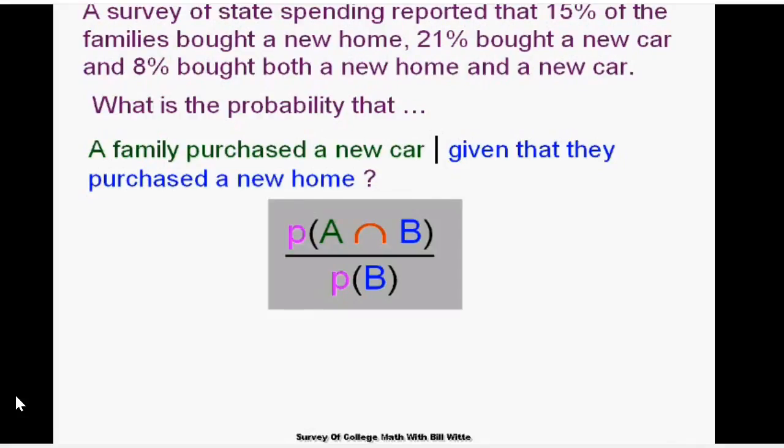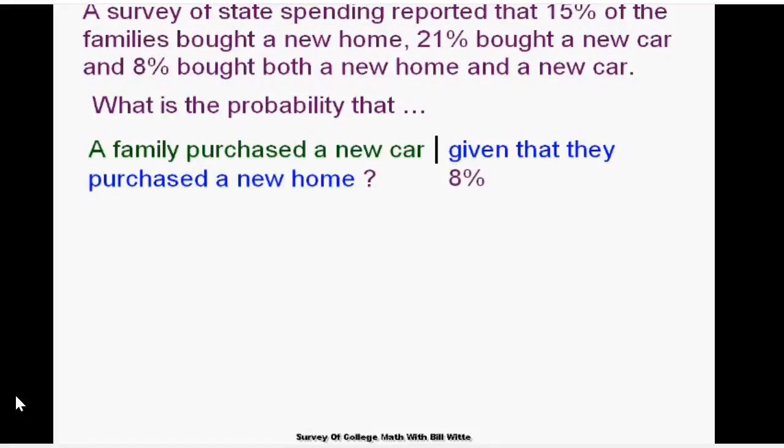Your denominator is the probability that they bought B, the probability that they bought a new home, and they gave us 15%. So 8% over 15%. I'll reduce the percents by multiplying by 100, basically. Next. And I've got 8/15. Okay? Let's do another one. The whole idea here is to get in your mind the idea of conditional probability and the formula that you use.